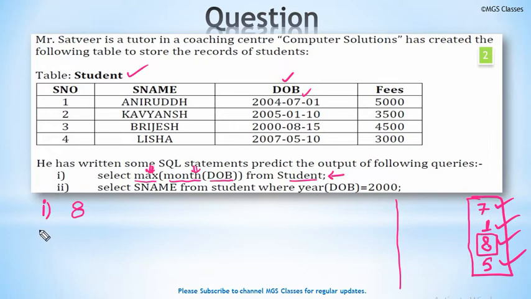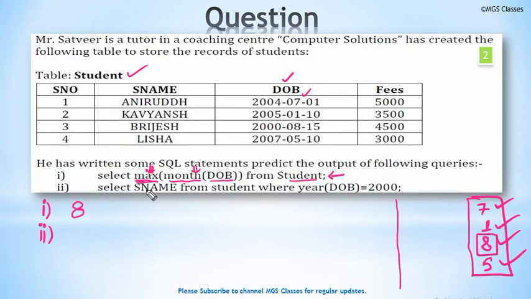Okay, now I think you got it. First we have solved the month function's output. It is a single row function. It will return 4 outputs, that is 7, 1, 8, 5, and then the output of this month function is given to the max function, and max function is an aggregate function, which will find out the maximum value of the month. So the integer maximum value is what? 8 is the maximum value. So 8 is the output.